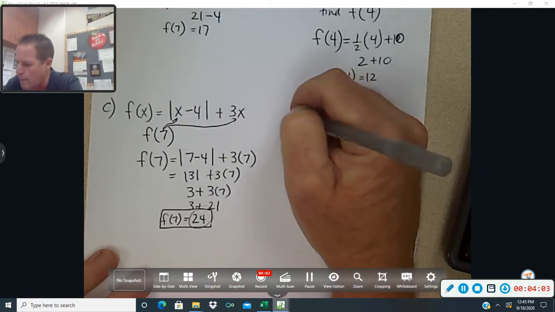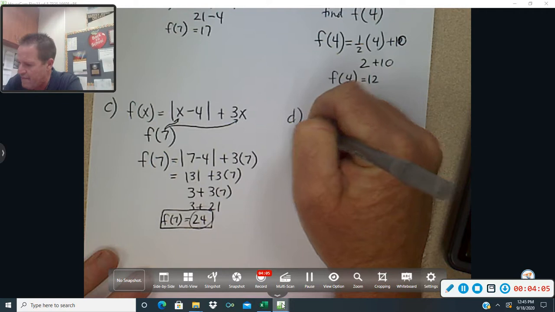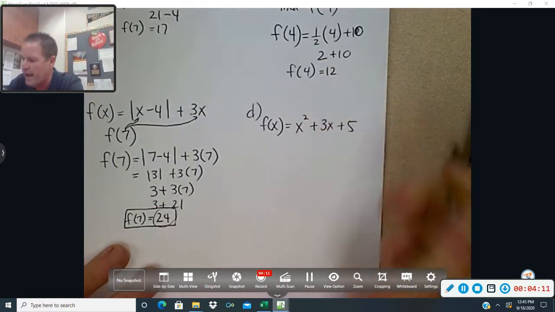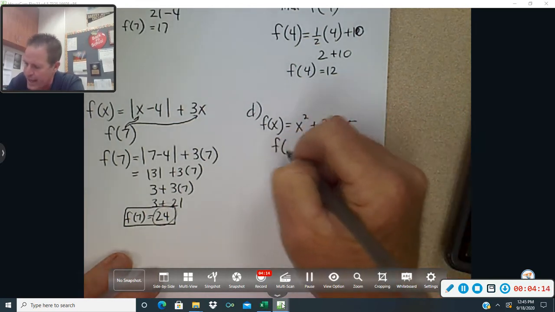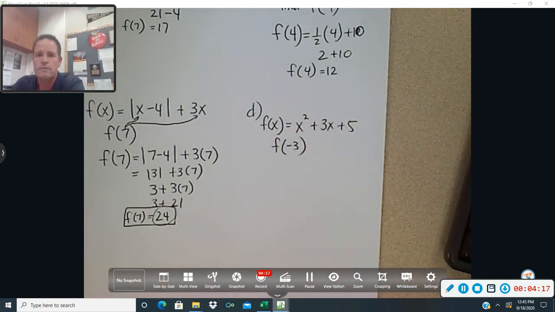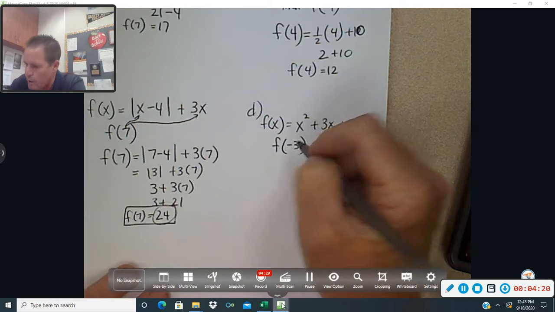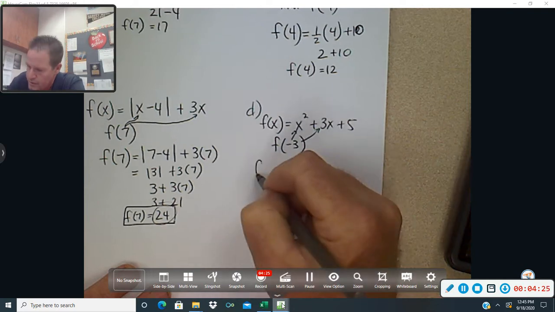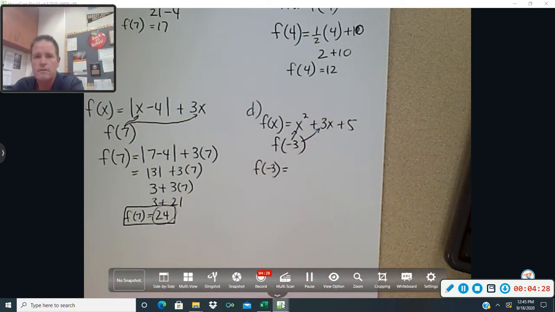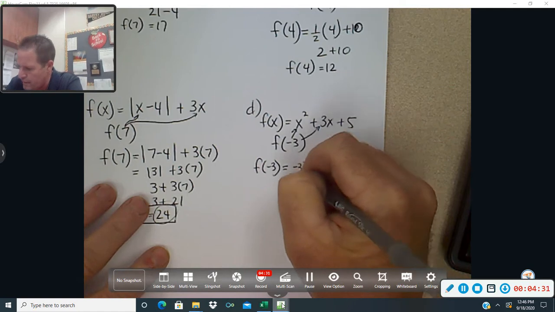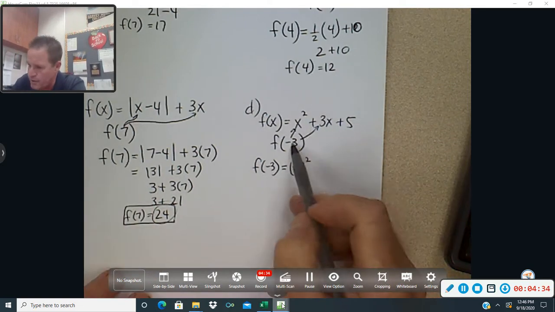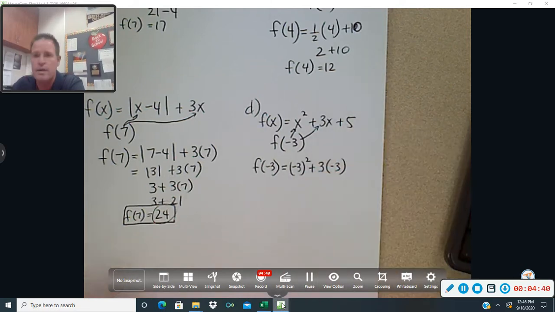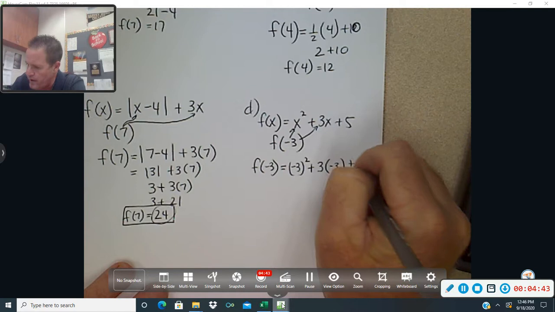Now again, these can get more complicated. You can have things like f of x equals x squared plus 3x plus 5. And they might ask us to find f of negative 3. Now again, we're going to put the negative 3 into both of these x's. So f of negative 3 is going to equal negative 3 squared. Again, we're just putting the negative 3 in as x squared. Plus 3 times negative 3. And then plus 5.